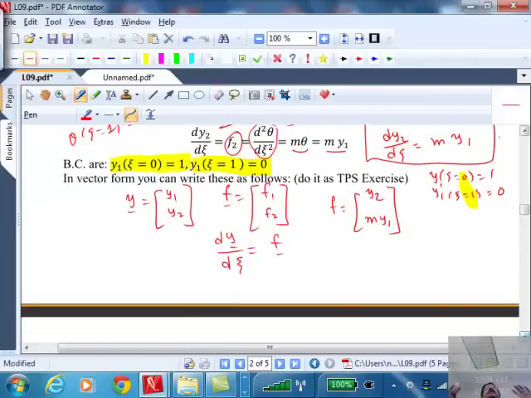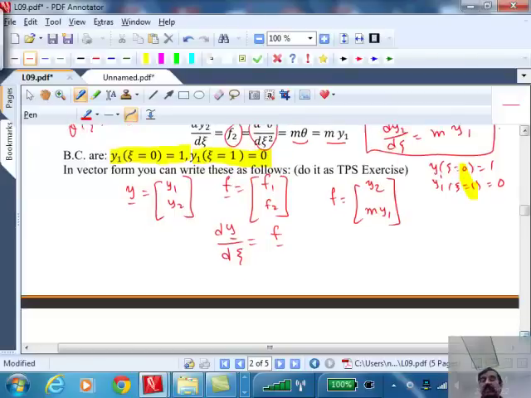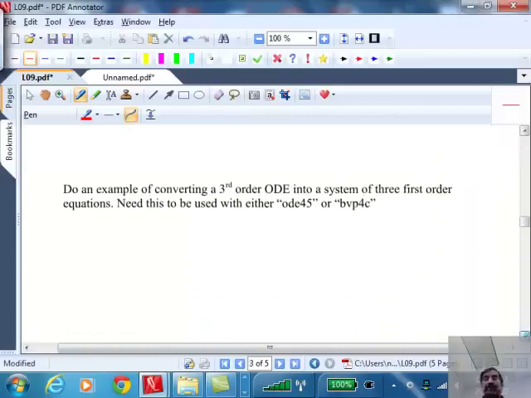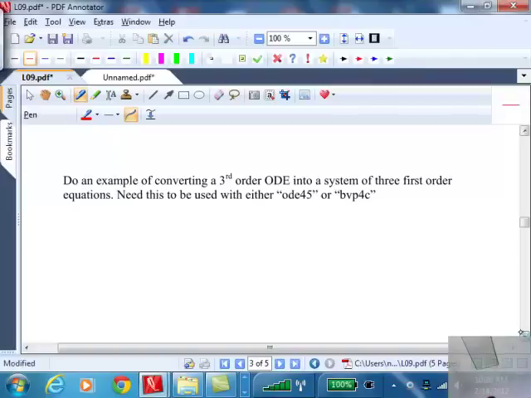We can start using MATLAB. We go to MATLAB and start solving this problem. But before I do that, I want to make sure that you understand this transformation. So we're almost out of time. Maybe that's a good place to pause. When I come back, I will give you a third order equation. We will work through how to convert it to a system of first order equations, and then go to MATLAB to solve this.